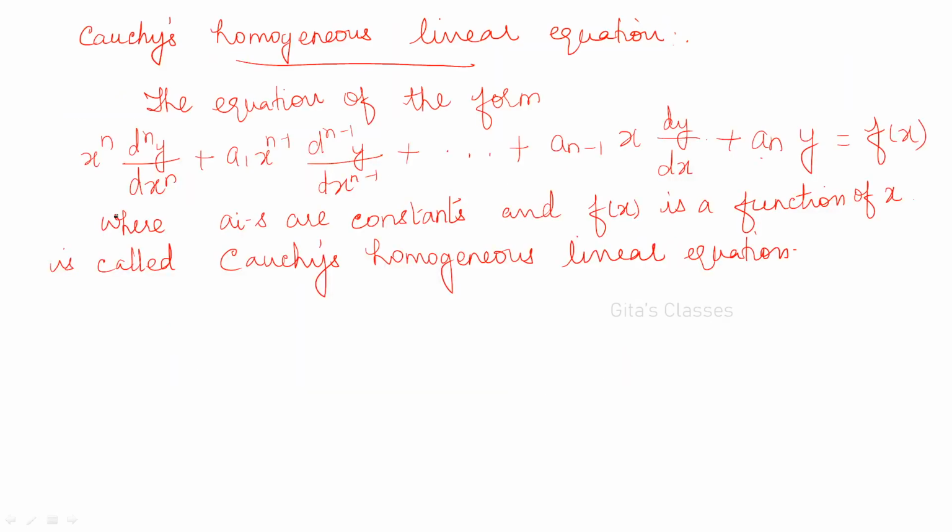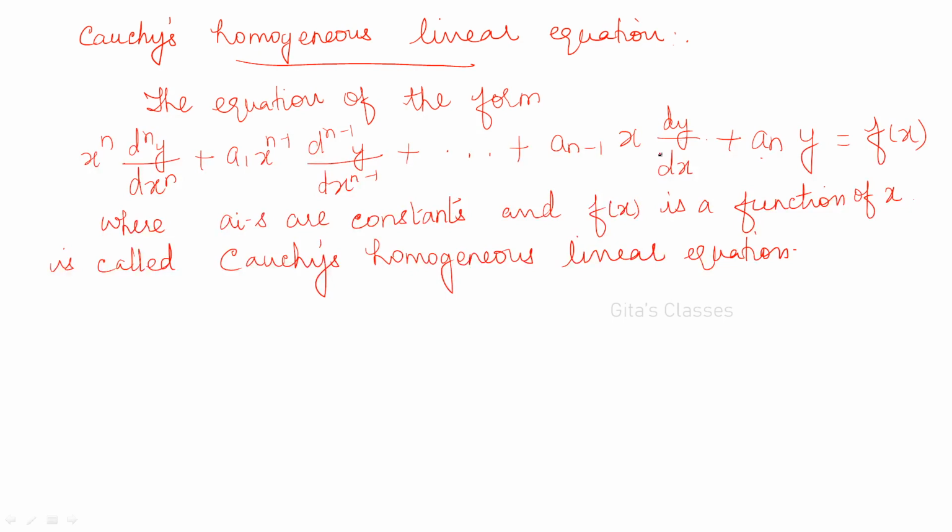Next is Cauchy's homogeneous linear equation. So here I told you in the beginning, if the coefficients, instead of constants, you may have some functions of x. Functions of x in the sense, if you have d power n y by dx power n, we can have x power n, and for this, x power n minus 1 and so on. If you have dy by dx, you can have x as a coefficient. Then this type of equation is called Cauchy's homogeneous linear equation.